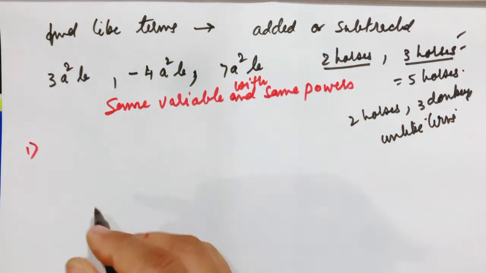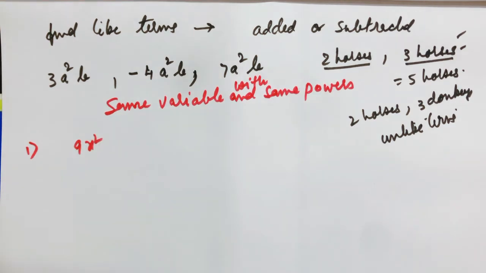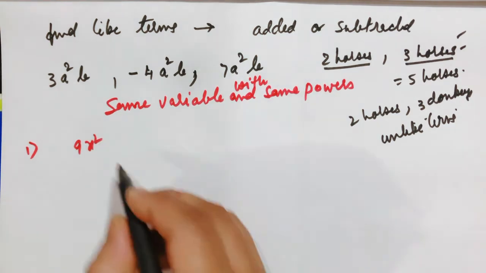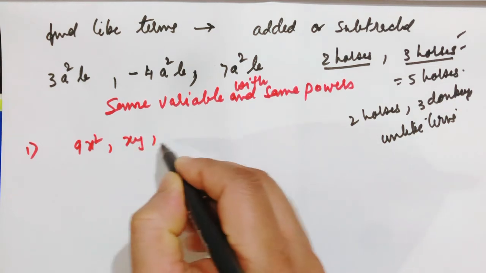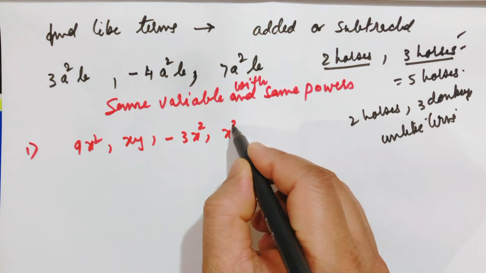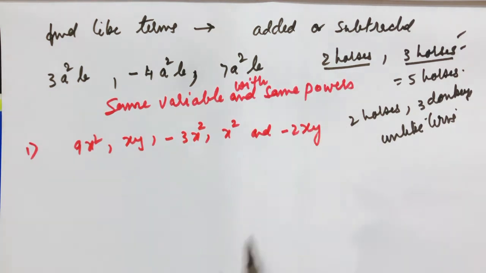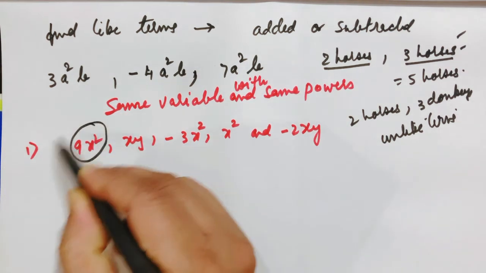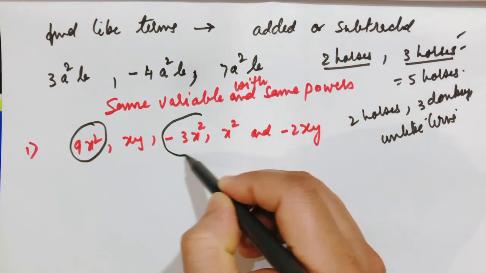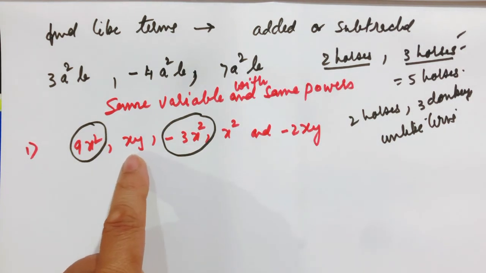In number 1, they are saying that you have been given 9x square, xy, minus 3x square, x square and minus 2xy. So of course here you can see that these two, 9x square and minus 3x square, are like terms. What about this xy?